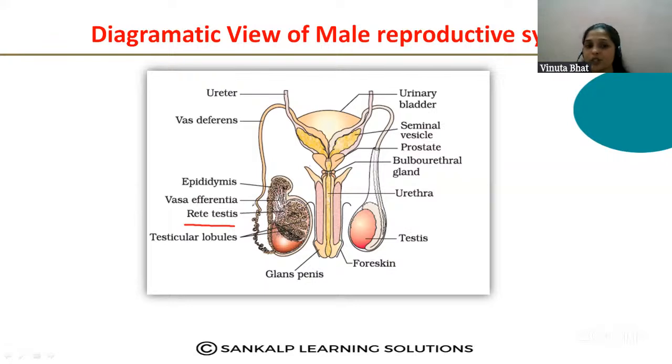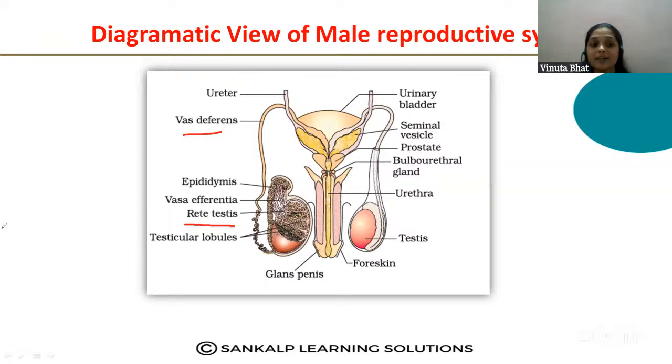The ducts formed from the rete testis, we call them vasa efferentia. The vasa efferentia open into the epididymis. From the epididymis, the epididymis opens into the vas deferens. Okay, so these are the different ducts involved in the transfer of the sperms.